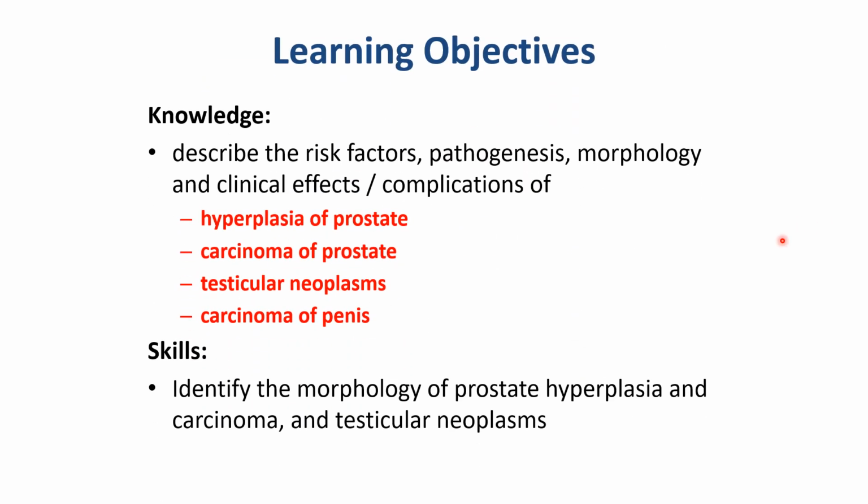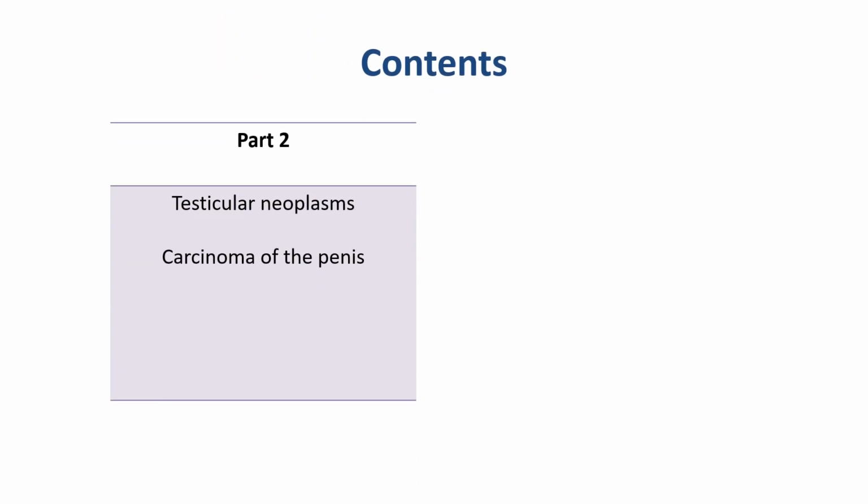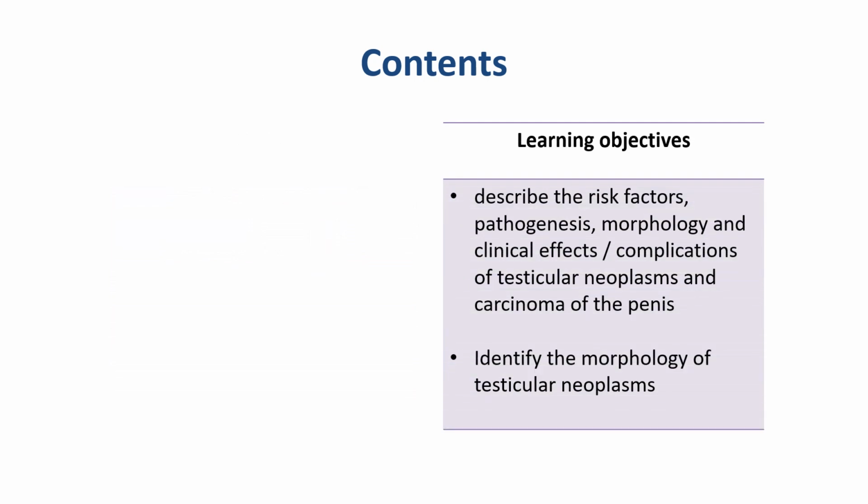So let's recap our learning objectives for these two lectures. At the end of these two parts of the lecture, you will be able to describe risk factors, pathogenesis, morphology, and clinical effects and complications of the four entities listed here. In this particular part of the lecture, we will focus on testicular neoplasms and carcinoma of the penis. And skill-wise, you will be able to identify the morphology of testicular neoplasms for this part 2 of the lecture. Okay, so that's the content, and that's the learning objectives for part 2 of the lecture.